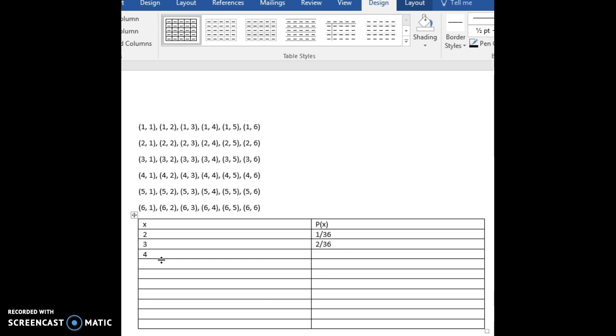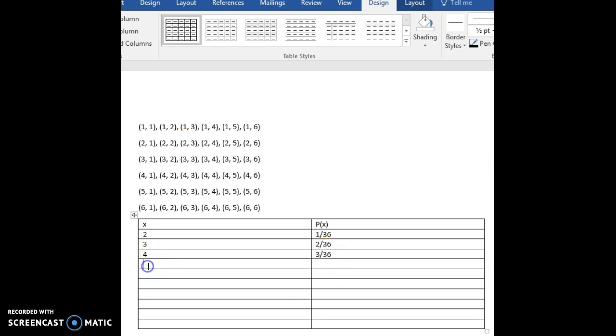All right, now let's look at those that add to 4. Well, 3 plus 1 adds to 4. 2 plus 2 adds to 4. And 1 plus 3. So notice this whole diagonal right here. All 3 of those add to 4. So there's 3 of those out of 36.